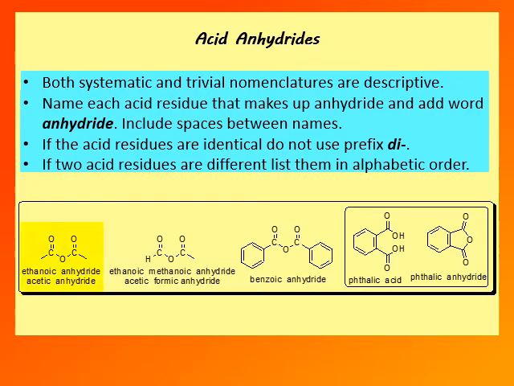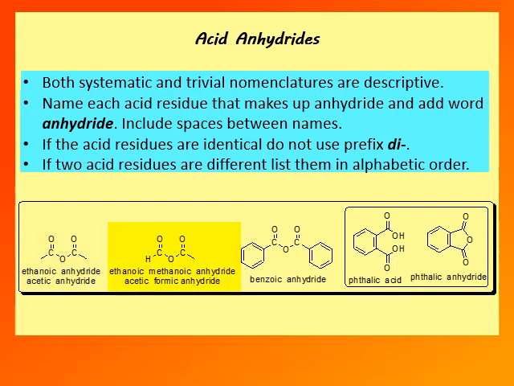And here are some examples. In this case, we have 2 residues from a 2-carbon acid, that means ethanoic acid, so this becomes ethanoic anhydride. Simply, we replace the word acid with the word anhydride. Trivial name is acetic acid for the 2-carbon acid, so this becomes acetic anhydride.